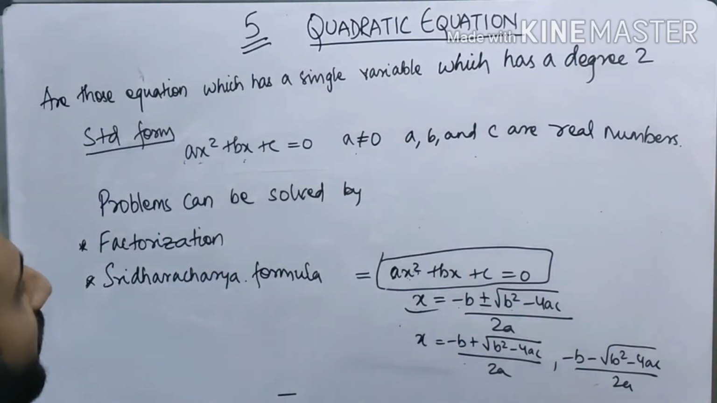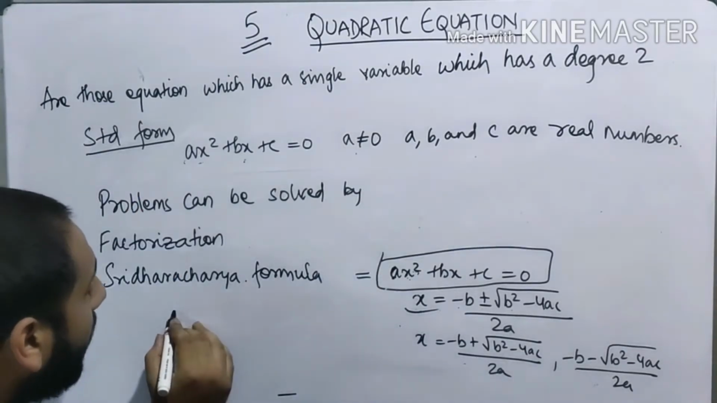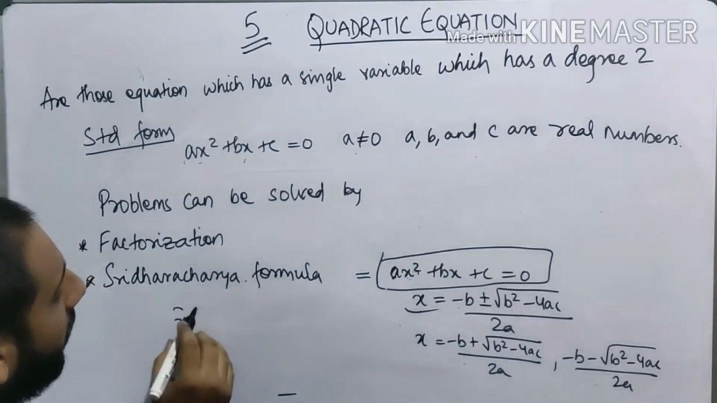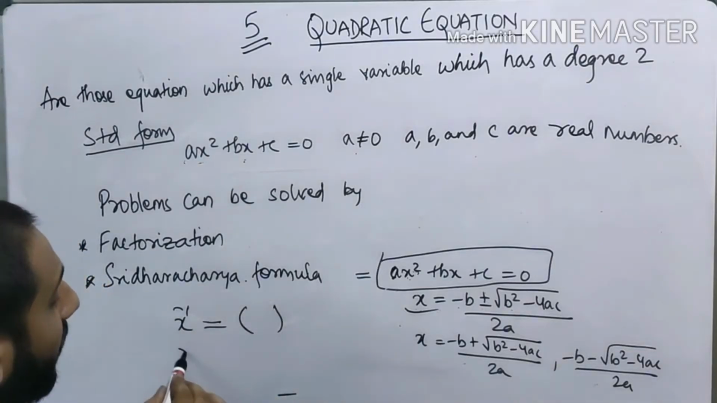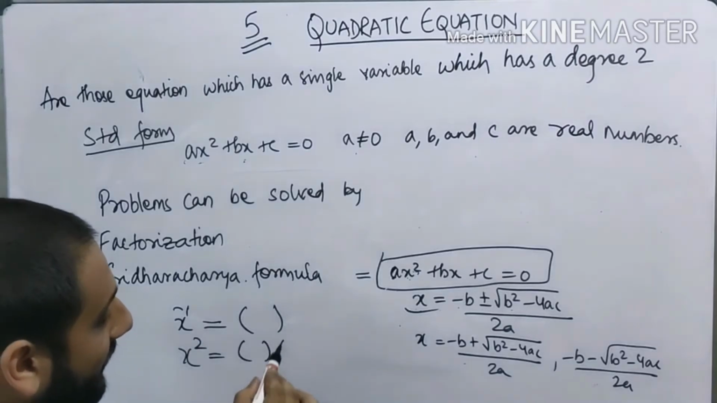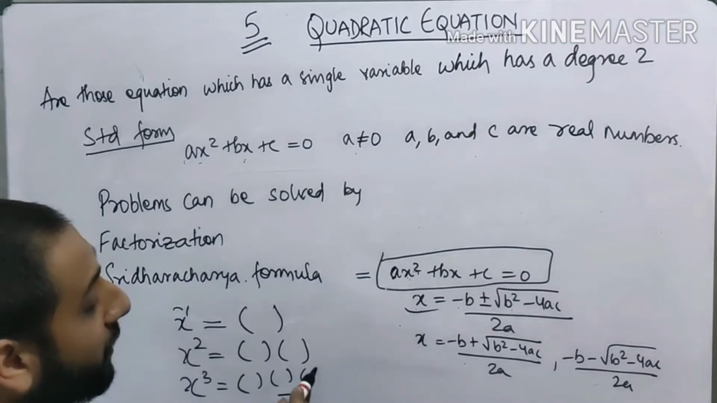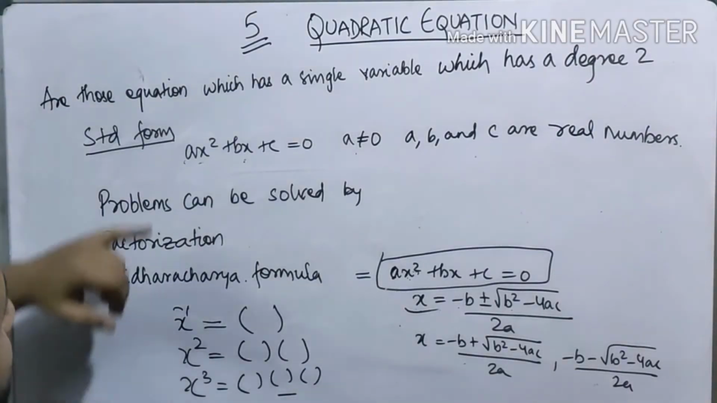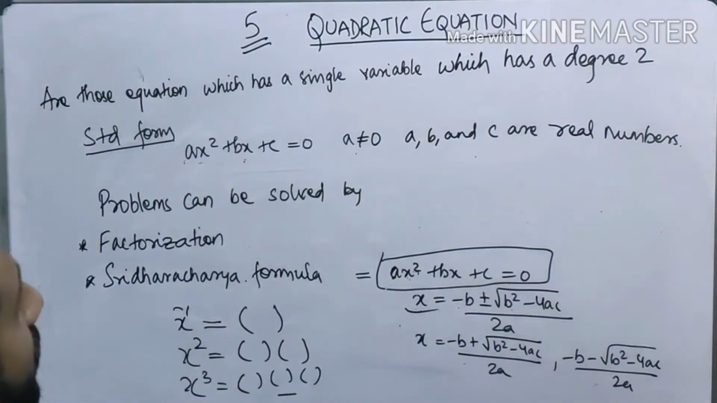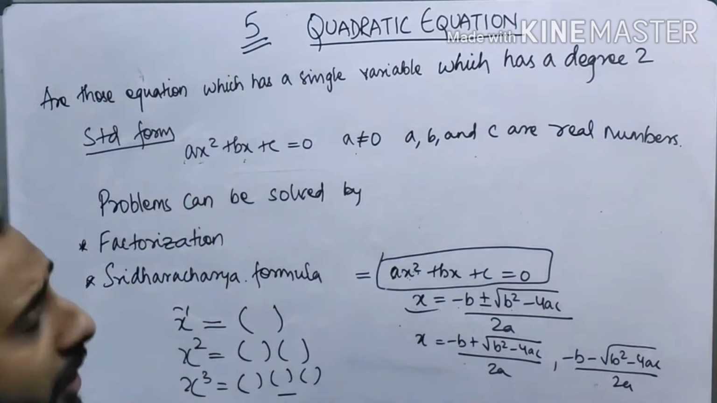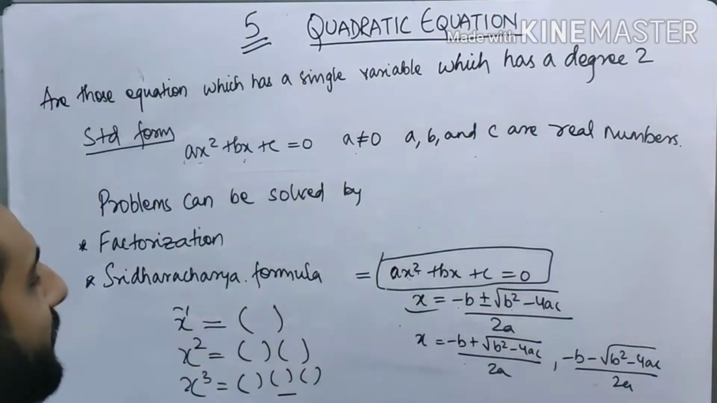What you must know is the degree of the variable. Suppose the degree of a variable is 1, you'll have 1 answer. Suppose the degree of the variable is 2, you'll have 2 answers. If the degree of the variable is 3, you'll have 3 answers. You must remember this: the highest degree of the variable gives the same number of answers. So in quadratic equations, how many solutions would you get? The highest degree is 2, so there will be 2 solutions.